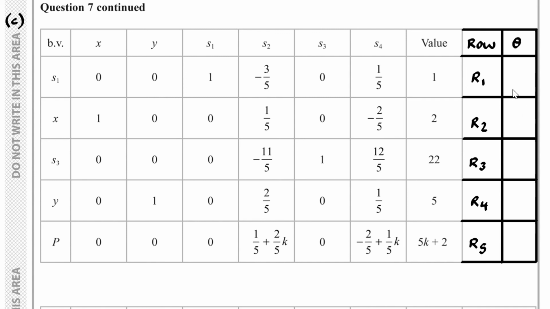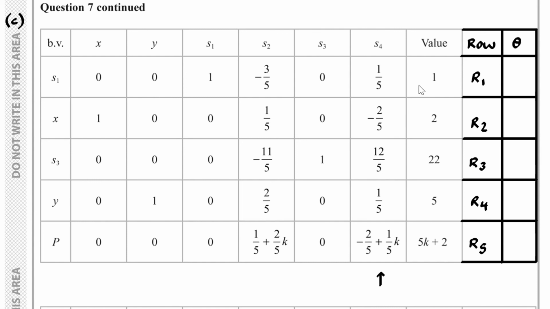Now, the first thing we need to do is identify which is the most negative entry. And the most negative entry will be this minus 2/5 plus 1k over 5. And so the S4 column is our pivot column. So now let's perform the row operations. Well, before we do that, we need to work out the theta values. We need to perform the ratio test.